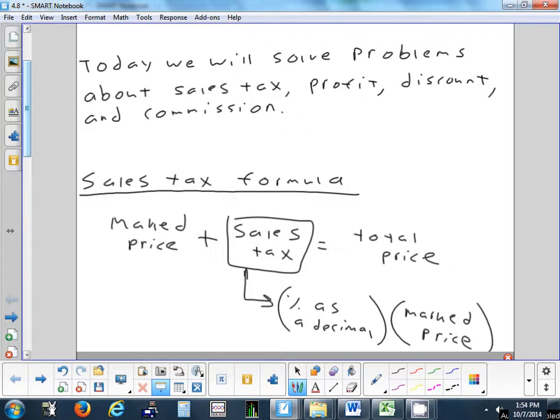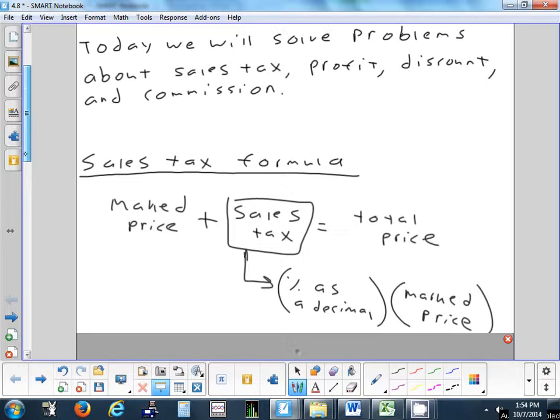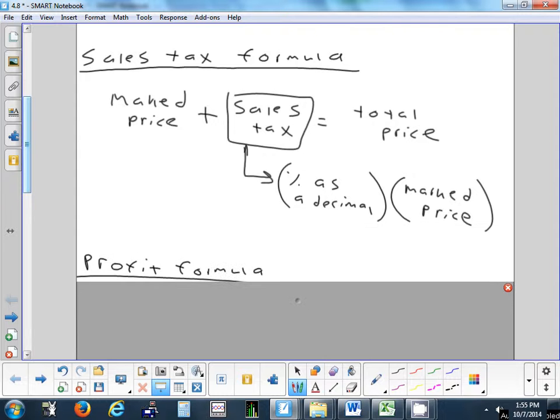On your guided notes, for number 1, that's the reason why it's there. So you might want to write in, to find sales tax, change percent to decimal and multiply by marked price. All that you're going to have to do when you're solving these problems is fill in a formula. And there's going to be 4. This is the first one, for sales tax. Any questions on the sales tax formula? We'll do an example after I give you all the formulas.